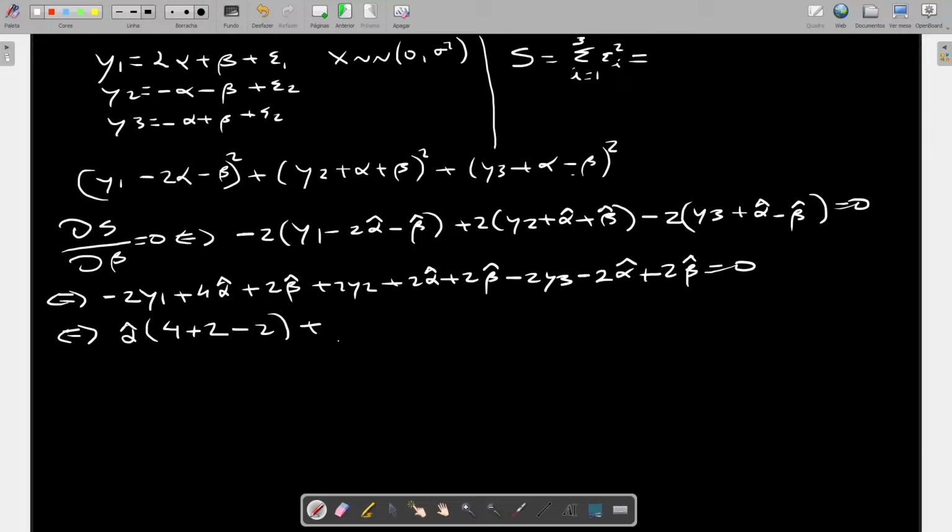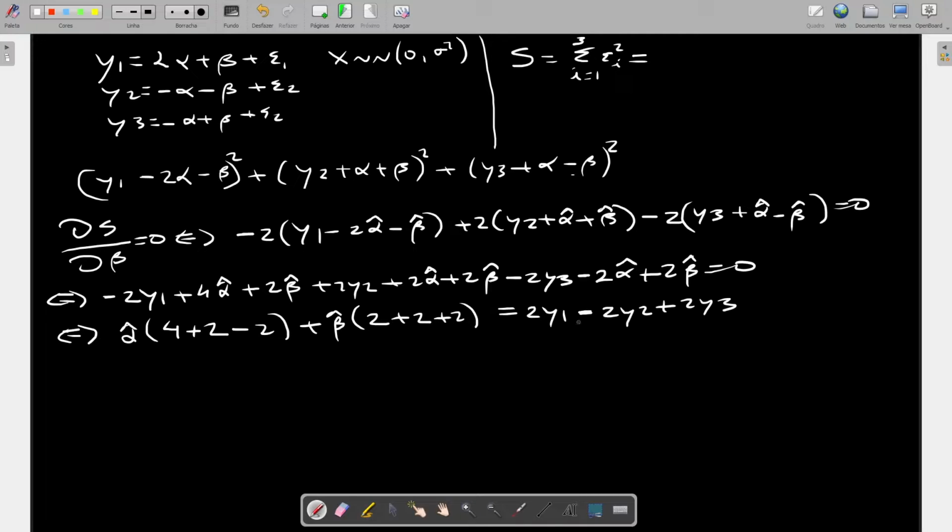So plus beta, and then arrange the terms to get those inside. So the first one is 2, the second one is 2 as well, and the third one is 2 as well. And then you can get the other elements to the other side. So it's 2y1, the second one is minus 2y2, and the third one is plus 2y3.